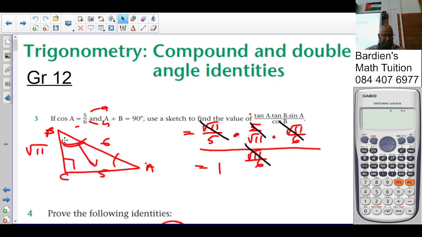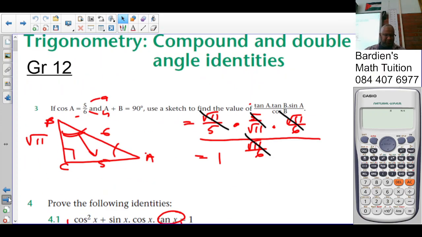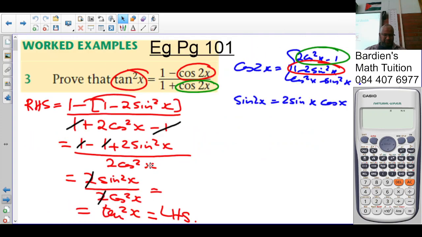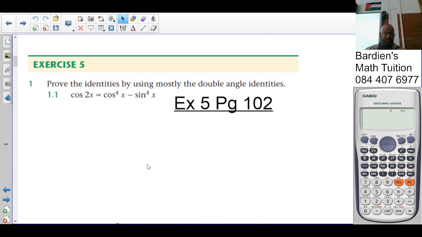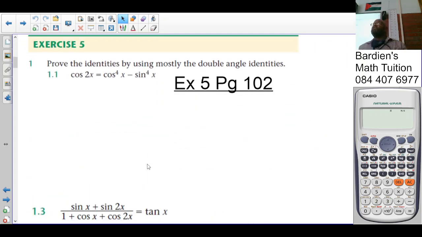So, you guys had exercise 5 to do, and it was on page 102. You had to do the odd numbers of the whole exercise, not of number 1.